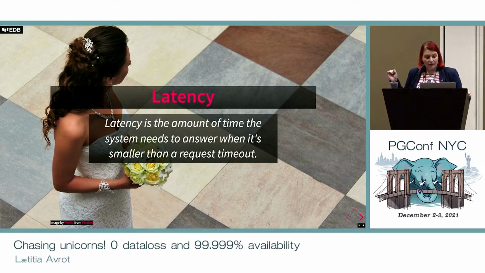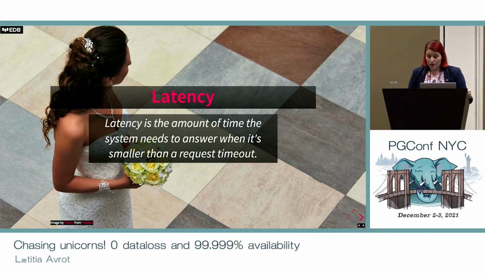Latency is the amount of time the system needs to answer when it's smaller than a request timeout. As I said, a request timeout is considered as an availability disruption. So it means that after you've made your choice between having a system more consistent or more available, you will have another choice to make, between consistency and the lag, basically. That's what it means.